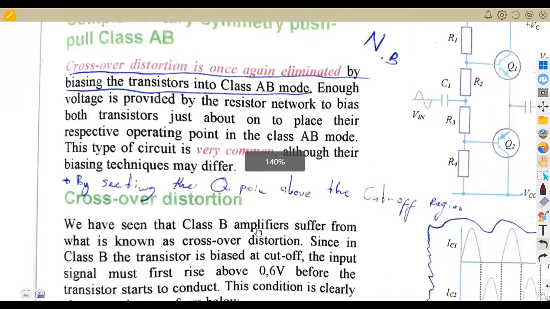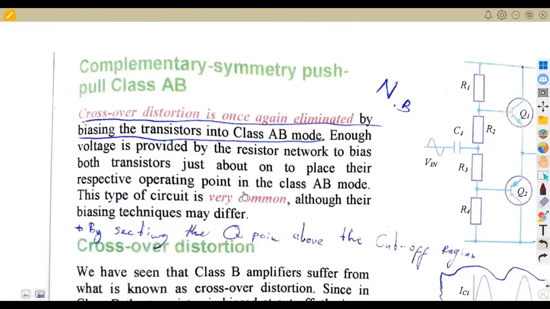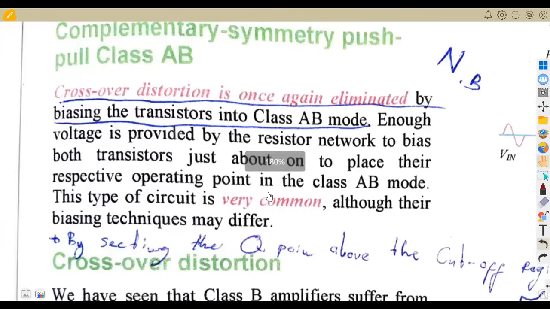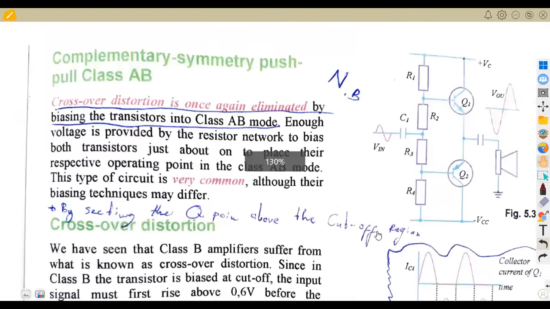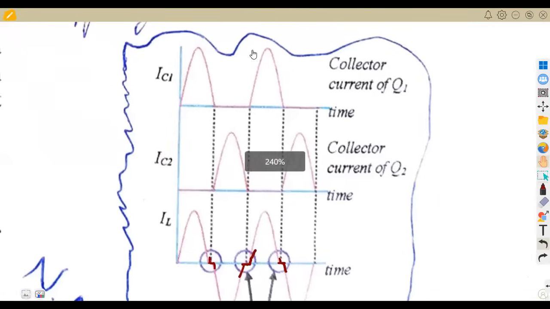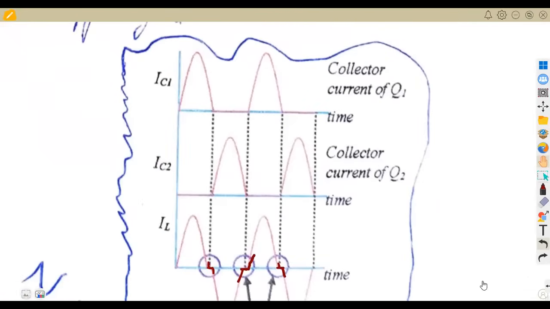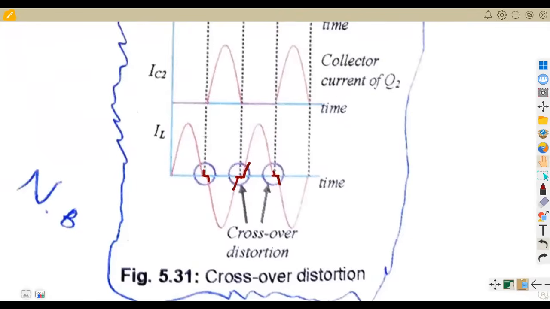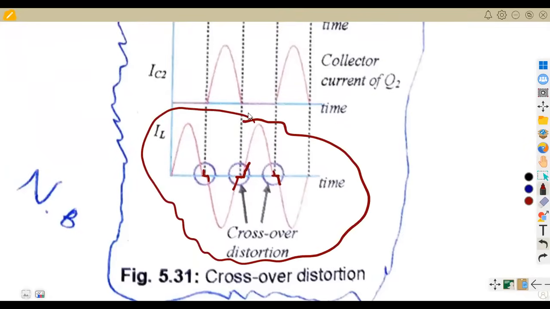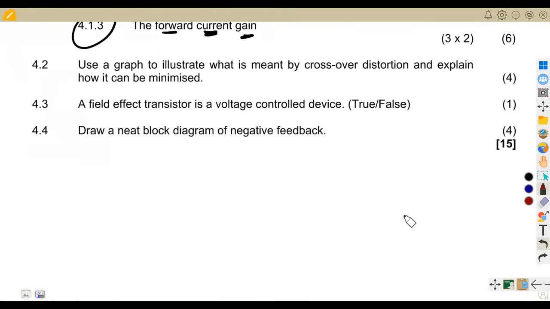And the minimization part is this one that they are trying to talk about here. But in short, we can just say it can be minimized. So the graph that they needed is this one, the part at the end. You can just take this part as it is. It's fine to indicate a crossover distortion. But here they are asking how this same crossover can be minimized.